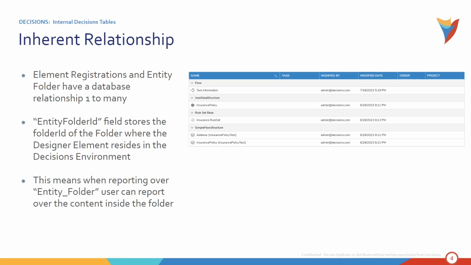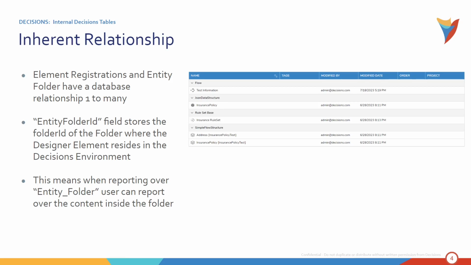So what you can do is add a decisions relationship between those two tables and say, hey, I'm going to define the folder ID and filter out every single designer element that is a part of this entity folder ID. What that does is it will parameterize your designer elements to say only show elements contained within this specific folder. And that's why it's useful.